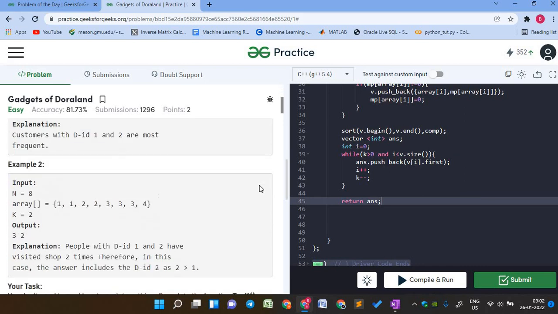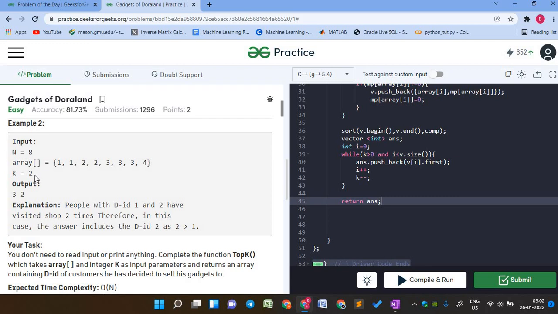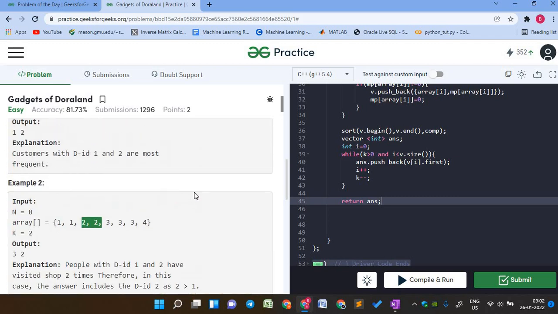Basically, in the second example, he is left with two gadgets. So to whom will he give them? First of all, he will choose 3, because 3 is the most frequent, occurring 3 times. So the first gadget he will give to 3. For the second gadget he has a choice: he can give it to 2 or 1, but he will give it to 2, because 2 has the higher DID. Okay, great.